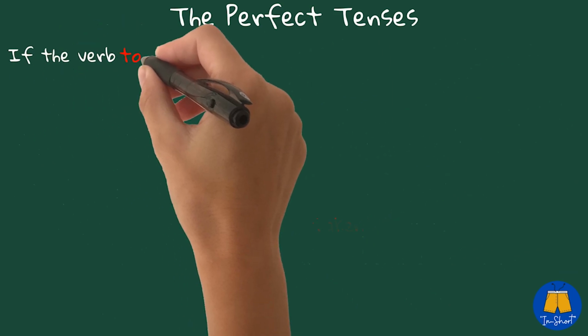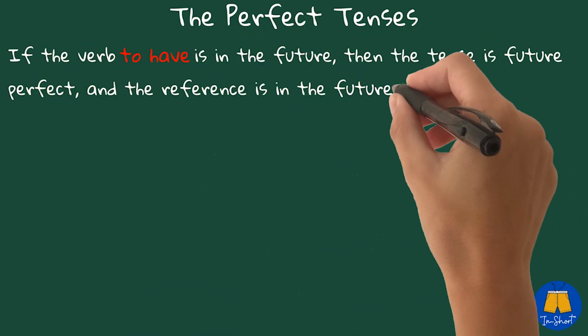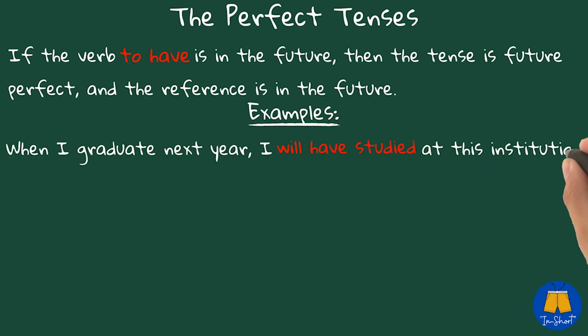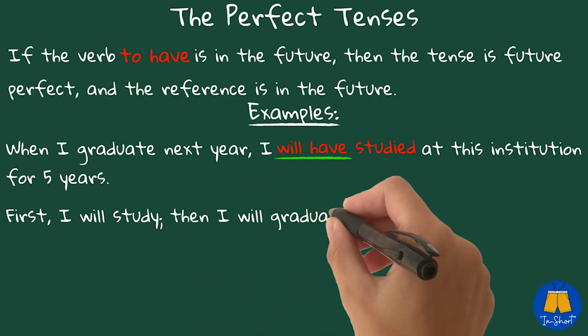If the verb to have is in the future, then the tense is future perfect, and the reference is in the future. When I graduate next year, I will have studied at this institution for 5 years. We can see that there is one form of the verb to have in the future, will have. This sentence is in the future perfect because the verb to have is in the future, and it means that the action will happen before another action in the future. First, I will study, then I will graduate.